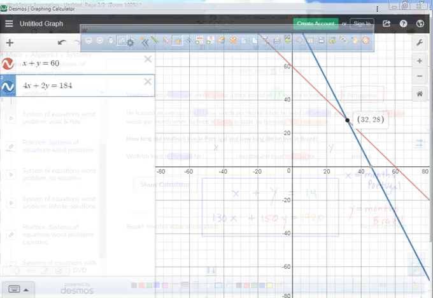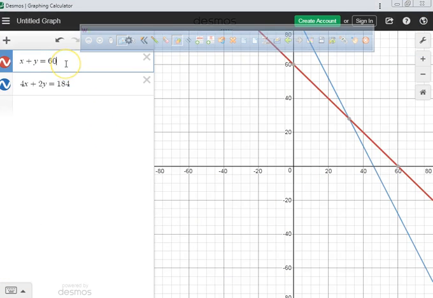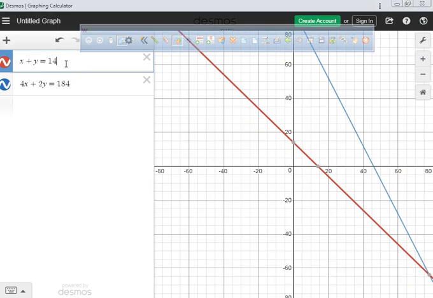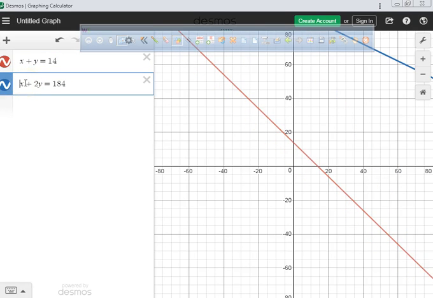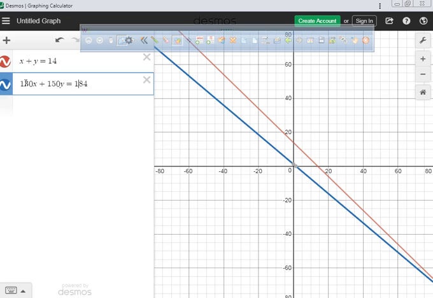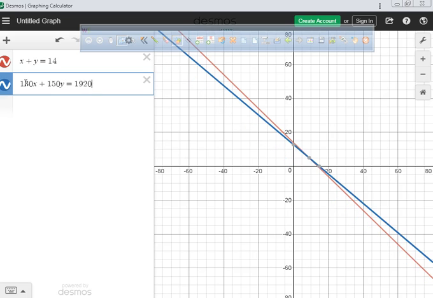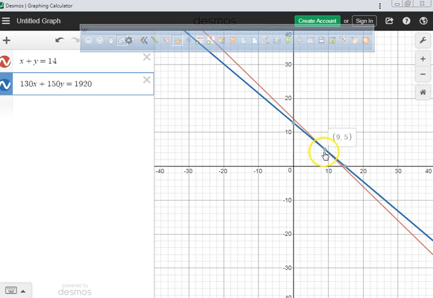We're going to go to Desmos. This time we're going to say X plus Y equals 14. And then what did we have in front of the X? What was it? 130. And then 150. And then it went 1,920. Okay? So I'm going to zoom in just a little bit. Now what does the 9 represent and the 5 represent?